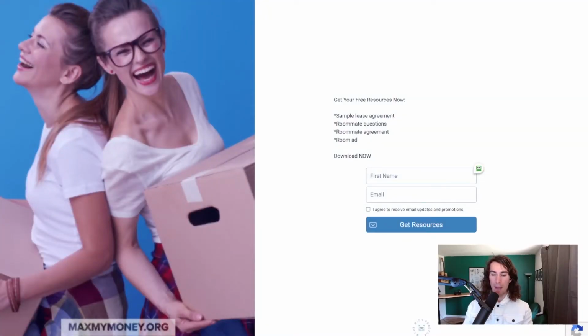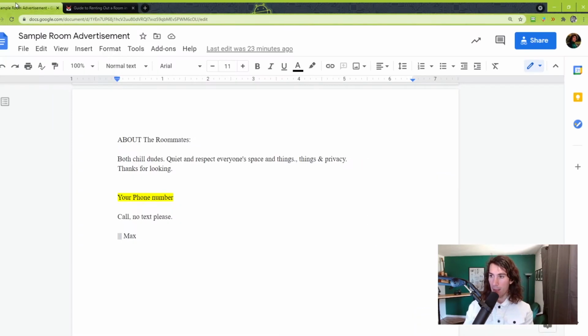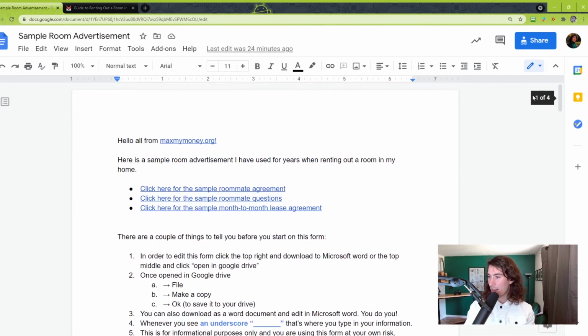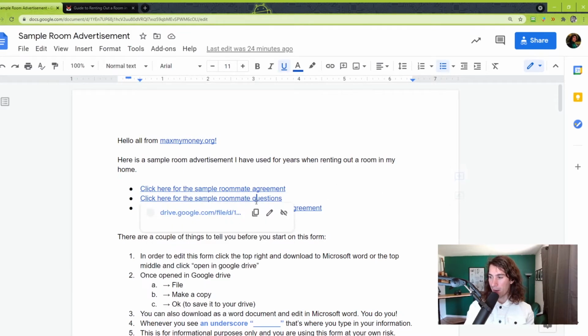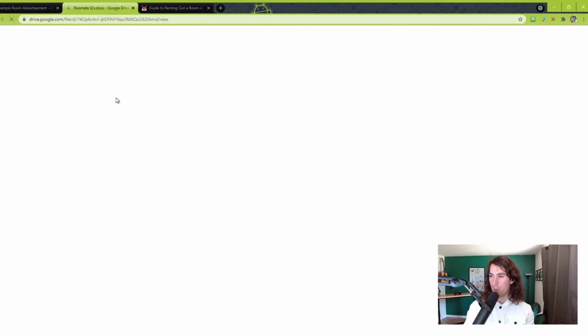Yeah, definitely. So use this guide. This guide will help you immensely. Make sure to also go to maximummoney.org/rent-your-room, all spelled out, rent your room, and type your email here. I will give you the guide. I will give you the room advertisement, as well as 3 other resources: the sample roommate agreement, the sample roommate questions, which, these questions are super important, and then the month-to-month lease agreement. So you want to definitely use all that.